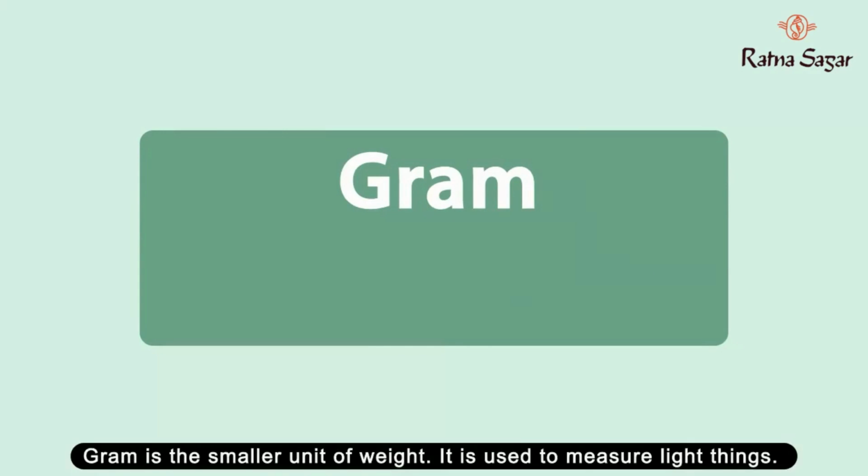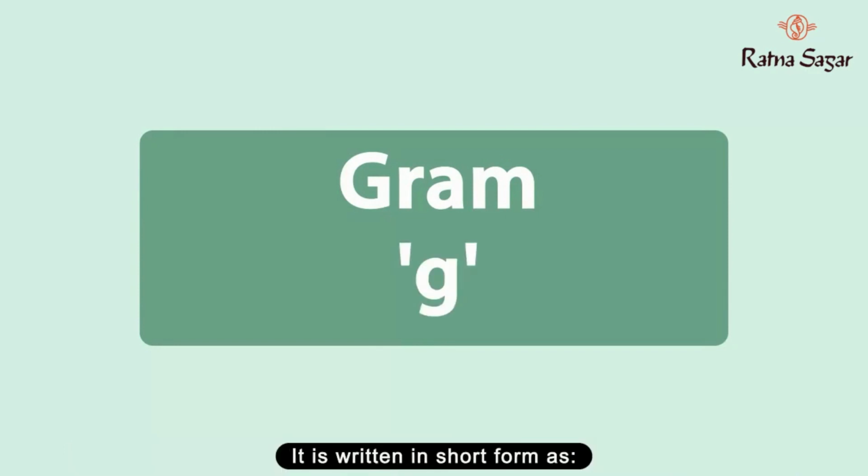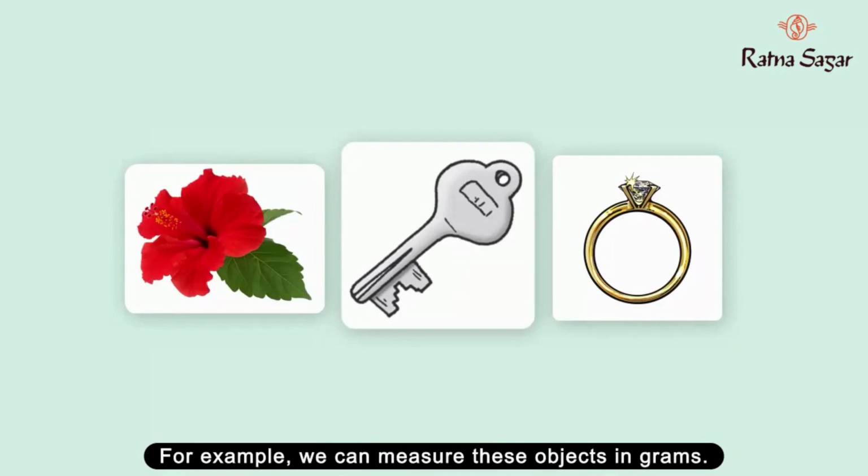Gram. Gram is the smaller unit of weight. It is used to measure light things. It is written in short form as g. For example, we can measure these objects in grams.